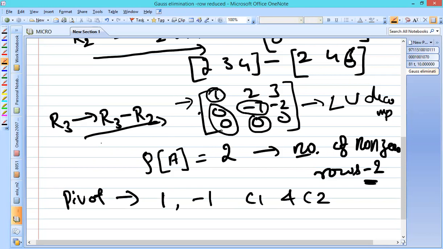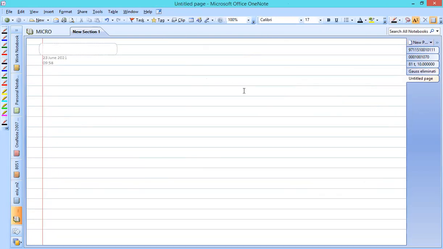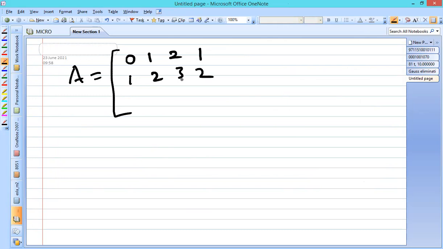Like this you can go for finding the rank of a given matrix along with the pivot identification. Now take the next problem. You have to solve and tell me the answer. Find the rank of the matrix A is equal to 0, 1, 2, 1, 1, 2, 3, 2, 3, 1, 1, 3.